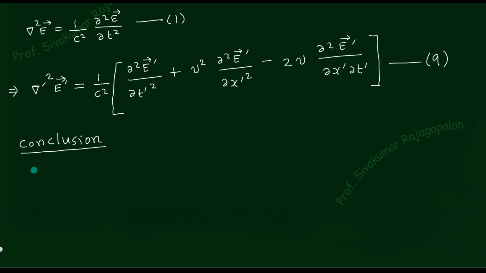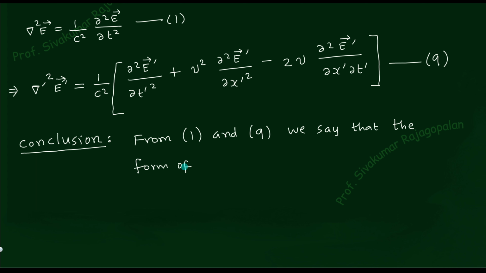So what is the conclusion? From where will you get? From the latest equation, that is from 1 and 9. Equation 1 is stationary frame of reference. Equation 9 is moving frame of reference. You compare them and then tell what is your conclusion. Whether the original appearance of the Maxwell equation is retained or whether the original appearance is lost. That is what you have to tell. So it is very obvious and very clear that the form of the Maxwell equation is lost.